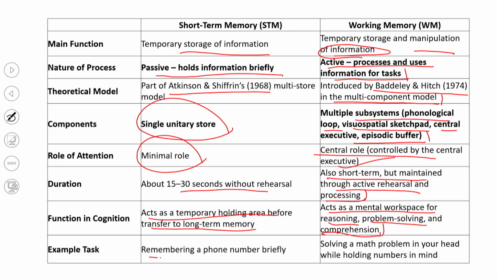A short term memory example is remembering a phone number briefly. Working memory is solving a math problem in your head while holding numbers in your mind and so on. So, actively you can manipulate things and solve problems and so on.